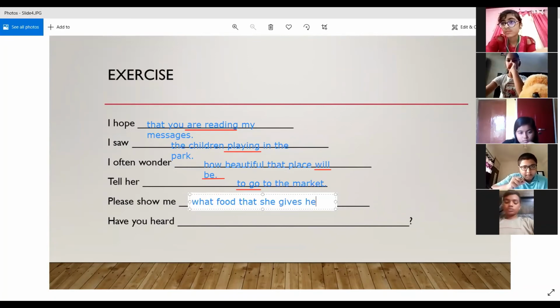Gives her. Because we are talking about she, right? Yes, sir. Okay. And so we already know the verb now. I have already discussed gives is present. So gives is the verb, right? Yes, sir. And what should be shown to me? The answer is the food that she gives her.